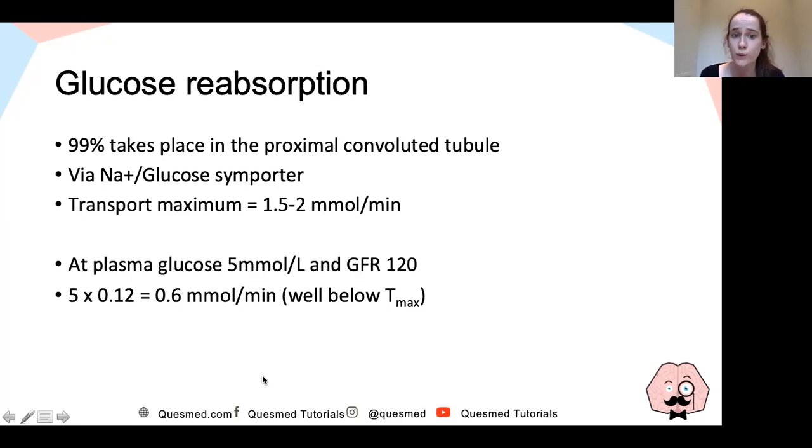At a plasma glucose of around 5, so normal, and a glomerular filtration rate of around 120, the transport speed, so the movement of glucose back via this protein, would be 0.6 millimoles per minute, and that's well below these Tmax values, okay?